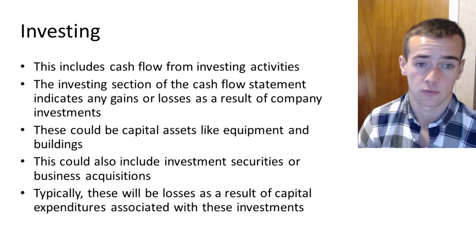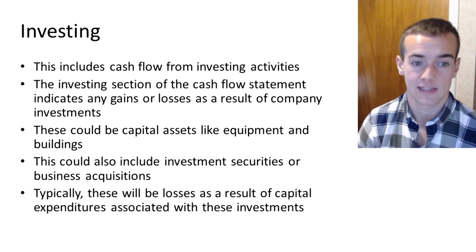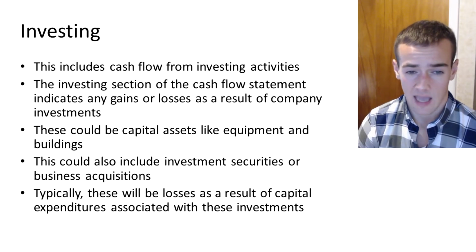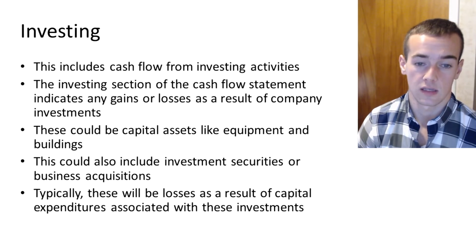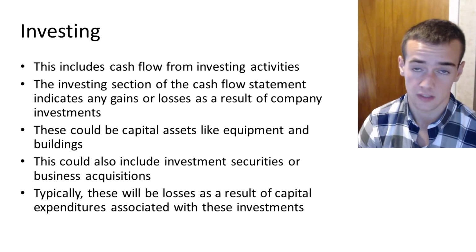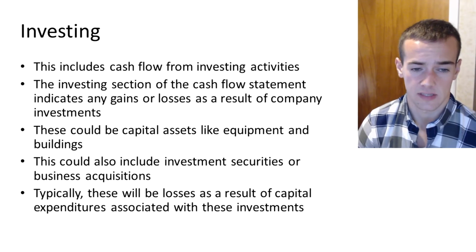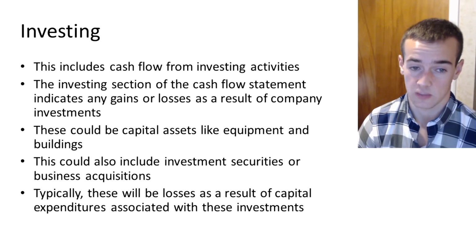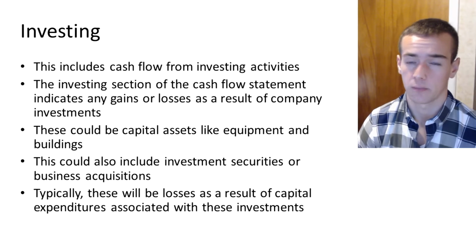And then we have the investing avenue. So this includes cash flow from investing activities. The investing section of the cash flow statement indicates any gains or losses as a result of company investments, and these could be capital assets like equipment or buildings, but this could also include investments in securities or business acquisitions. So if they're doing something with the cash they are holding, such as investing it to earn a rate of interest. However, typically under the investing section, these will be losses as a result of capital expenditures associated with these investments. So one of the biggest examples is depreciation of the equipment and the buildings that they own.